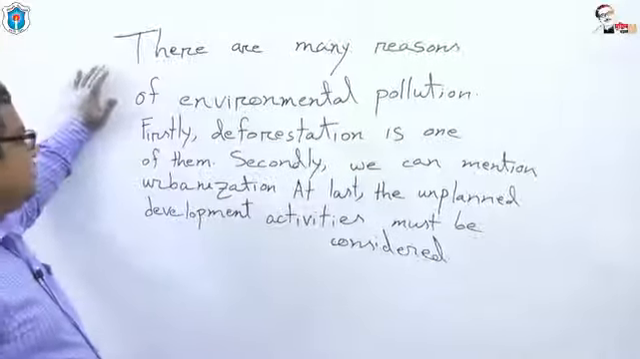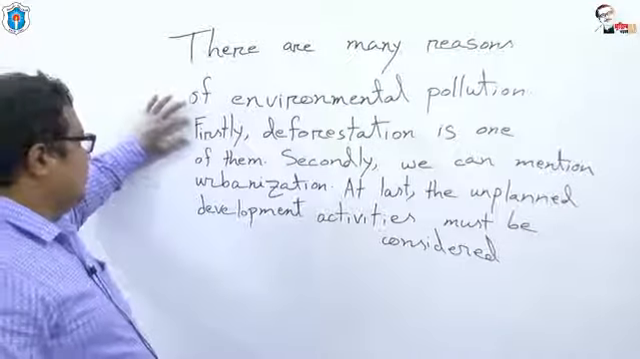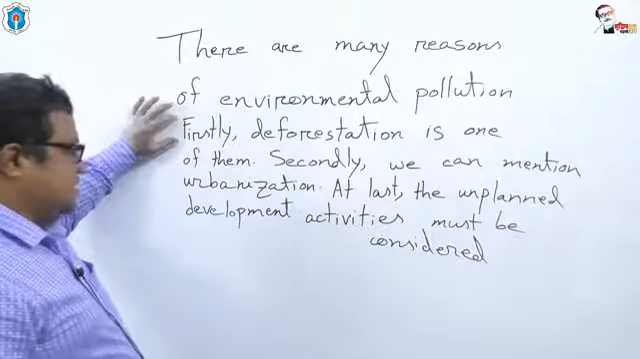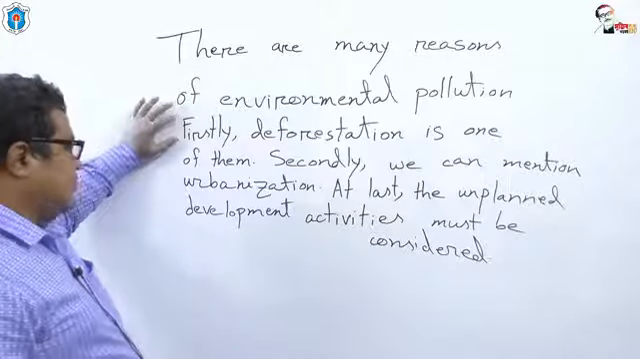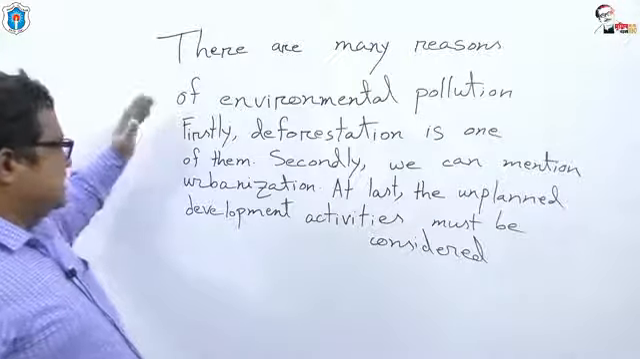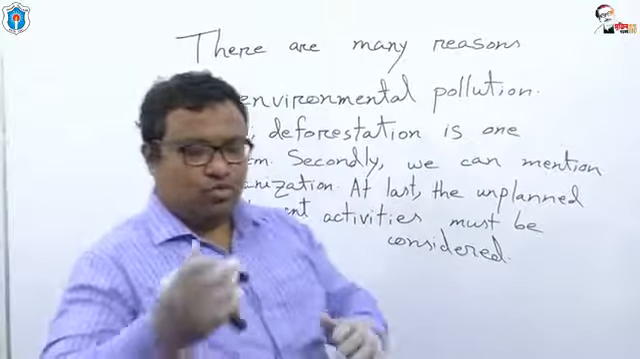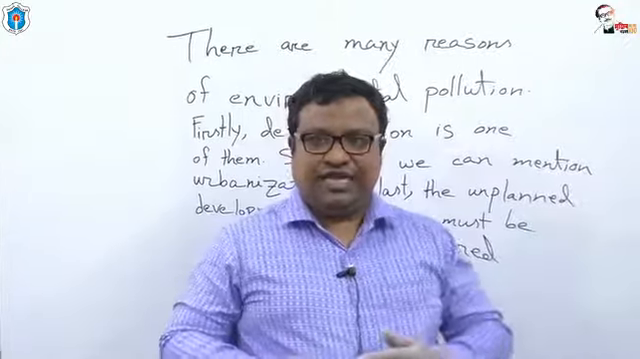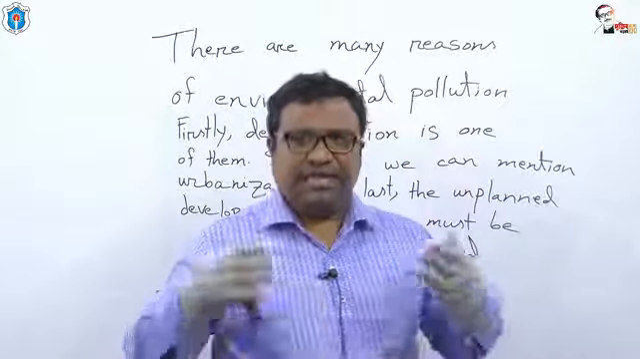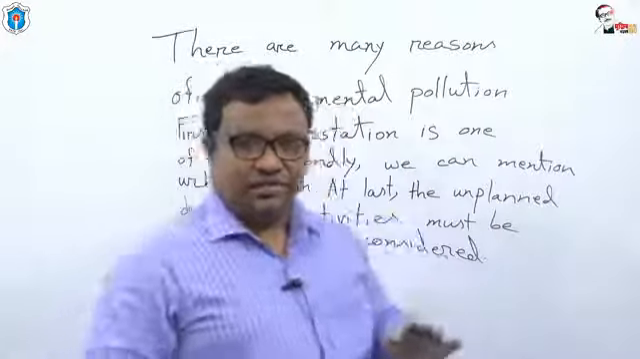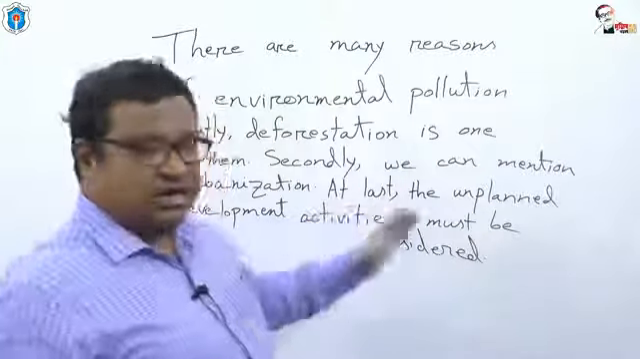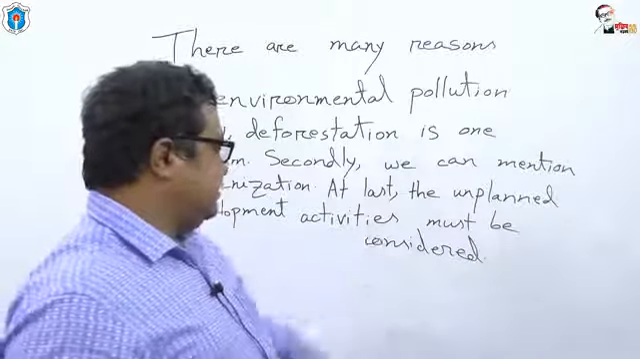There are many reasons for environmental pollution. Then our first connector is, firstly, deforestation is one of them. Secondly, we can mention urbanization. At last, the unplanned development activities must be considered. Here we can see that this is a kind of chronology. So when I am maintaining a chronology, we can use these connectors like firstly, secondly, and in this way we can go on, and while giving the last example, we can say at last, or lastly, or finally, the unplanned development activities must be considered.